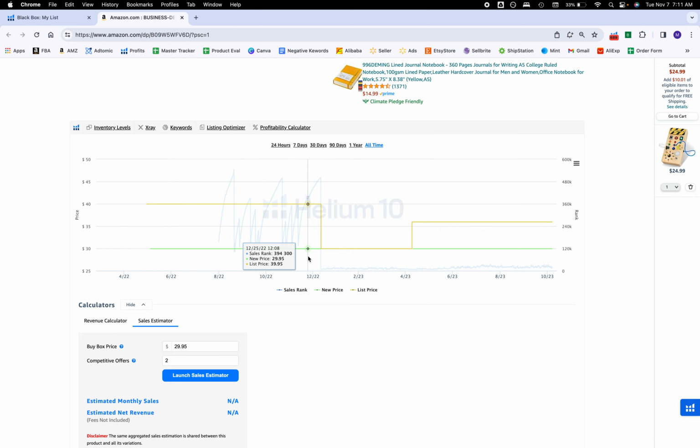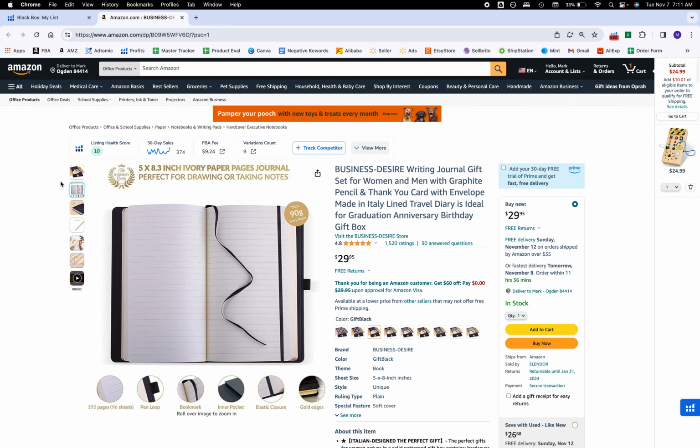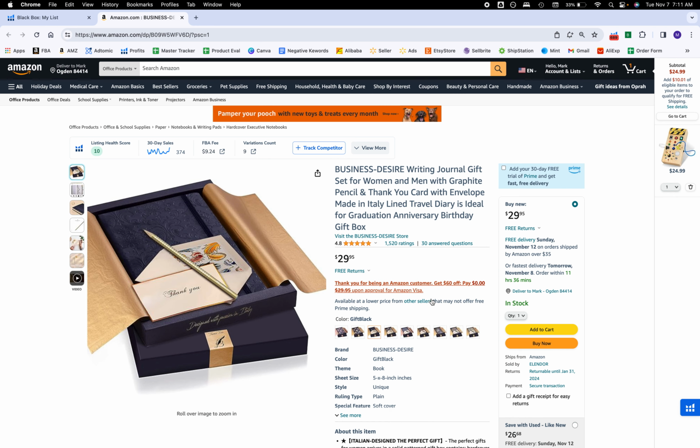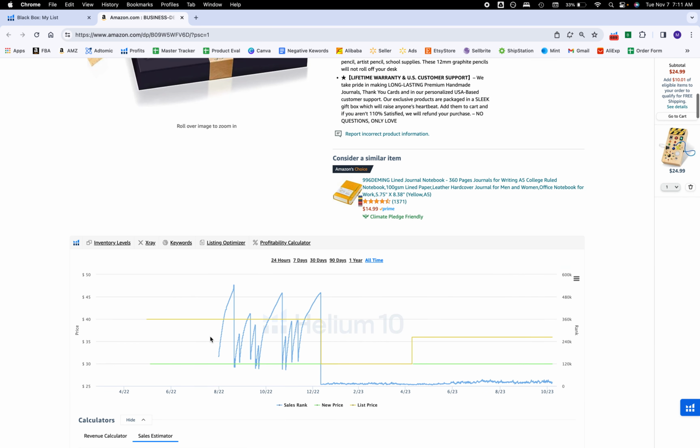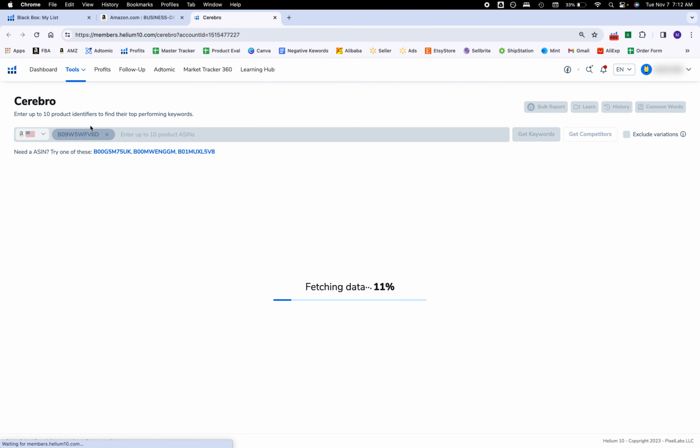That's interesting. Okay, so where are we at here? We didn't even find out. Oh yeah, the Cerebro. So we click on to keywords, and now it pulls up Cerebro, which pulls all of the keywords that this product is ranking for.